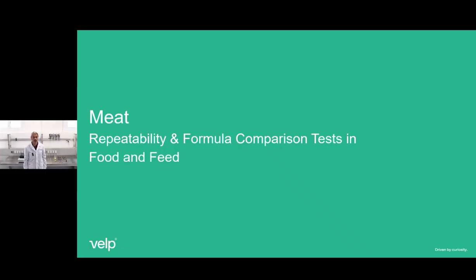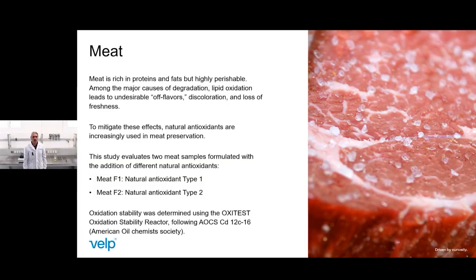It is one of the main functions of the Oxytest reactor. The instrument is capable to compare how different formulations of a product can withstand oxidation. Meat is rich in protein and fat, but also a very perishable product, so the conservation of meat is crucial to avoid undesirable flavors, discoloration, and in general, loss of freshness. This is why frequently the producers add antioxidants to the meat to verify how the formulation of the product can change the oxidation status of the product.